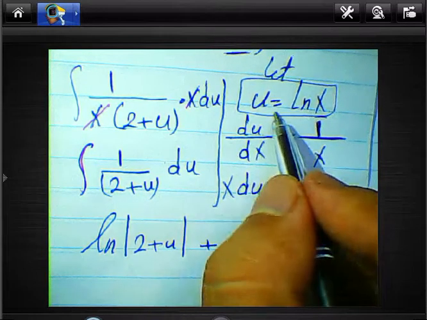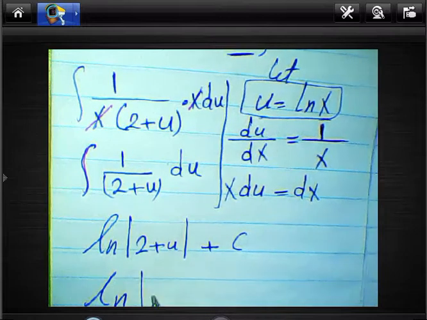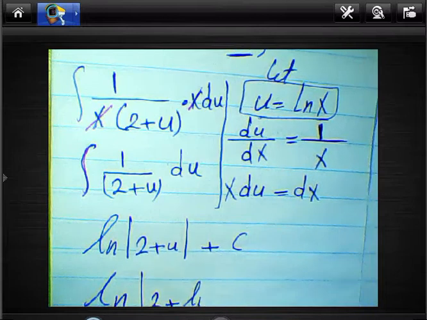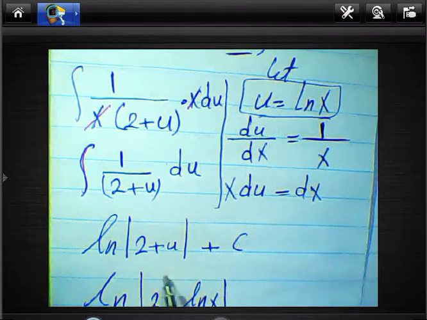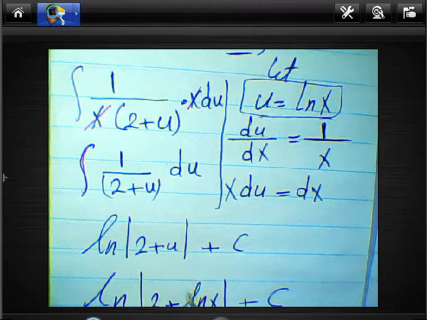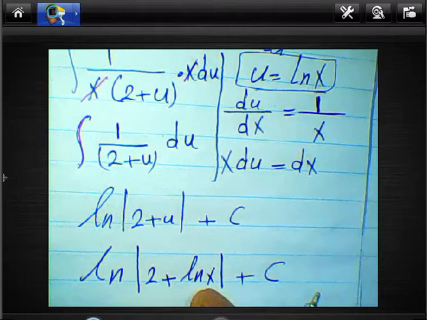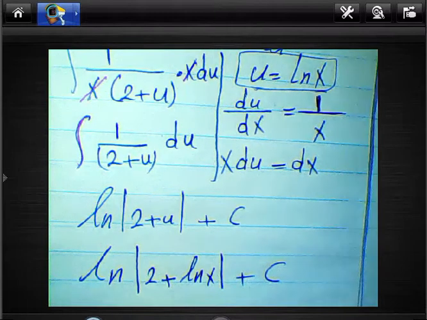And then we must write u equals ln x here. Then the result will be ln absolute value 2 plus ln x plus constant. We can write u equals ln x. So the result will be ln absolute value 2 plus ln x plus constant.